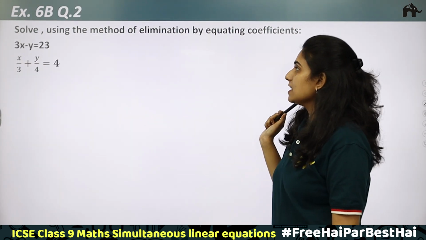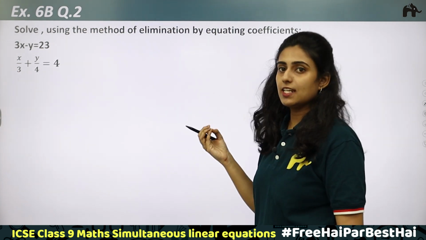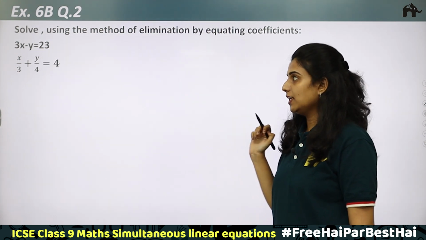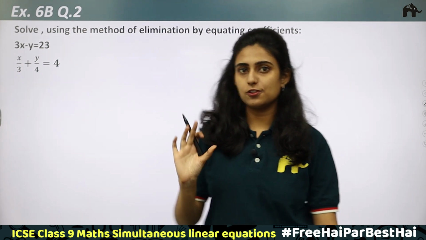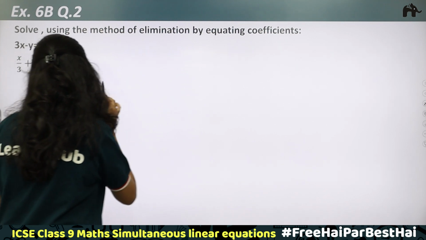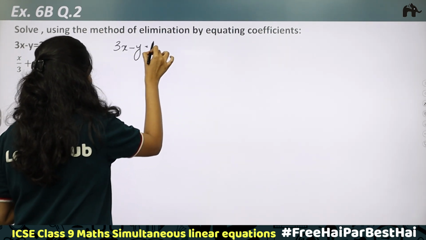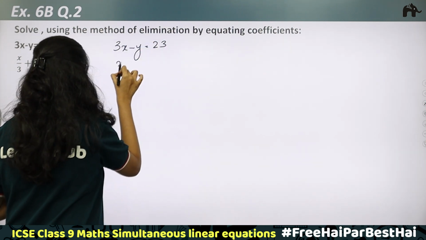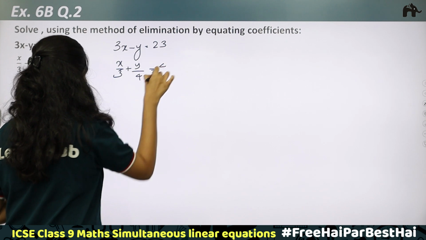Question number 2 of exercise 6b. Solve using the method of elimination. First equation: 3x minus y is equal to 23. Second equation: x by 3 plus y by 4 is equal to 4. So we have to first rearrange the second equation. First equation is 3x minus y is equal to 23. Second equation x by 3 plus y by 4 is equal to 4.